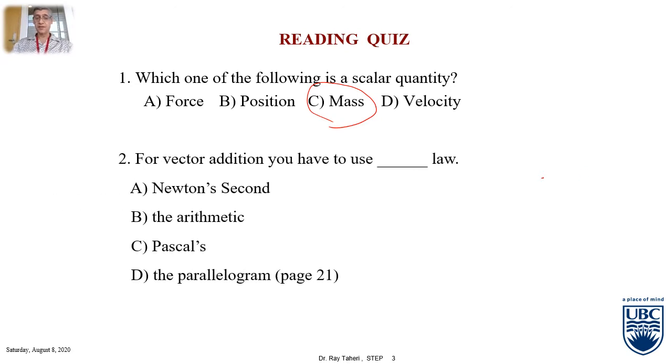Next question, for vector addition you have to use which of these laws? So in a very basic scenario, you can simply use a geometrical representation and find the resultant of 2 or 3 vectors. One of the laws you are using is called the parallelogram law, and if you're using Hibbeler's textbook, it would be on page 21. I will talk about this in the next slide.